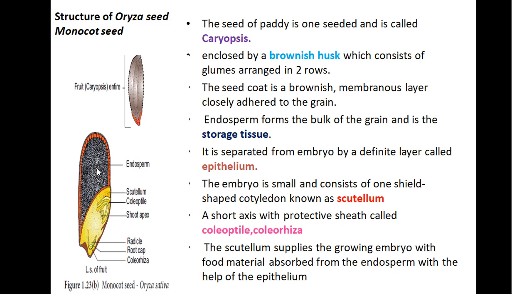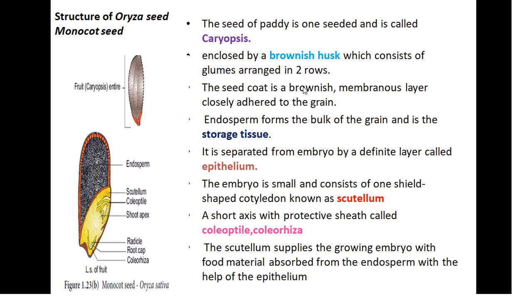Now I will move on to the monocot seed. The monocot seed is the structure of the oryza seed. Oryza is our paddy, right? Botanically, its name is Oryza. The seed of the paddy, one seeded, is called caryopsis, enclosed by a brownish husk.